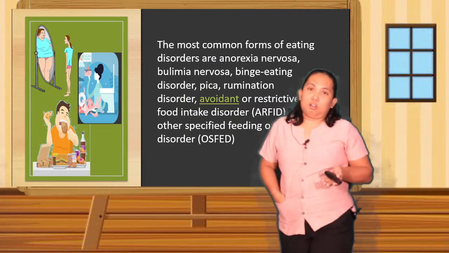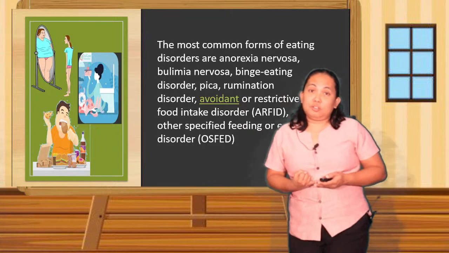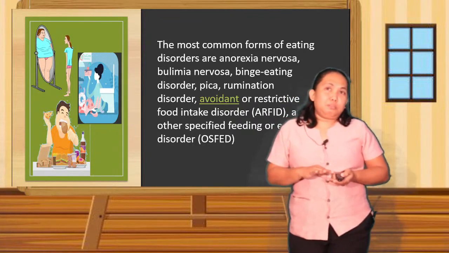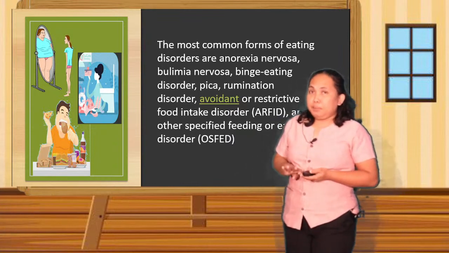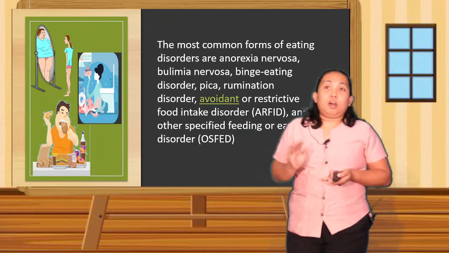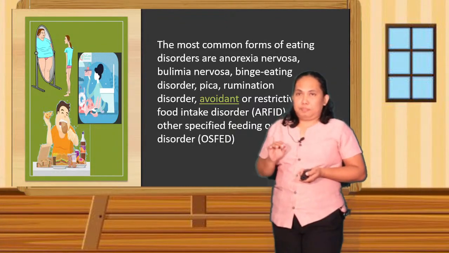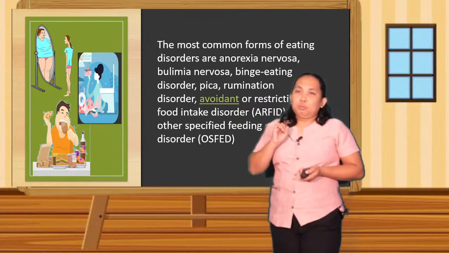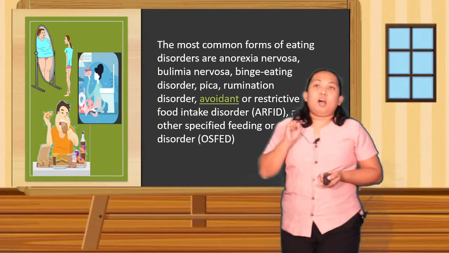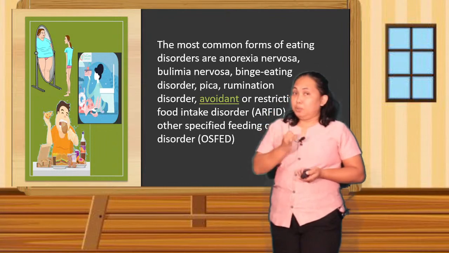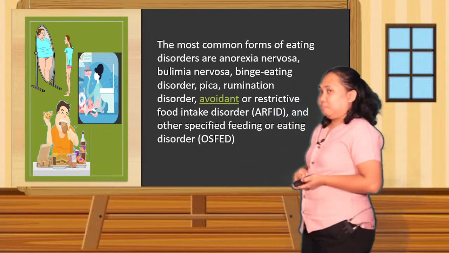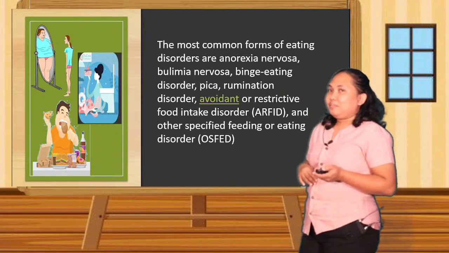So there are common forms of eating disorders. These disorders are anorexia nervosa, binge eating disorder, bulimia, pica, rumination disorder, avoidant, and others. But in this lesson, we will only tackle three of the most common forms, and that will be anorexia nervosa, bulimia, and binge eating disorder. So are you ready?